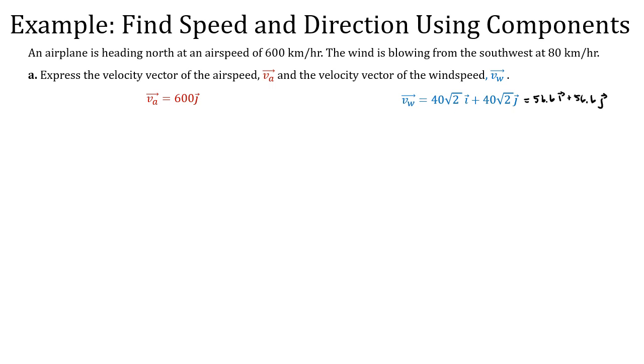And what that represents is a position vector. So, we started with the wind headed from the southwest, right? So what this 56.6 is saying is that if I start at the origin and I go 56.6 units to the right and 56.6 units up, that I'm going to run into that vector. That's what that represents.